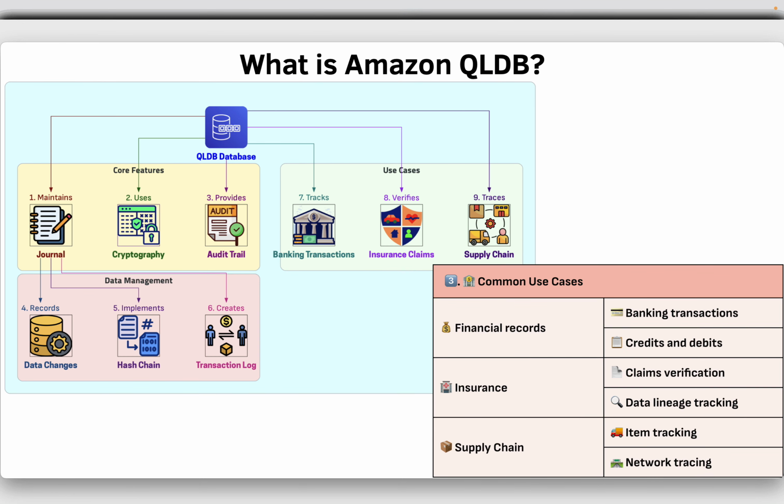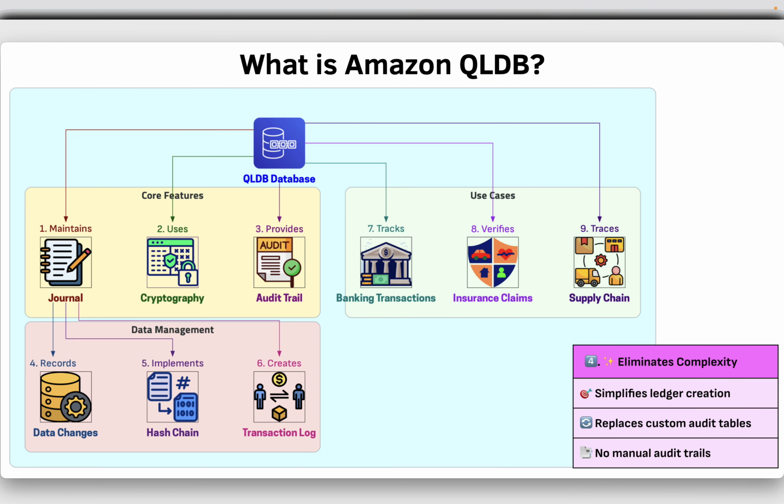Ledgers are commonly used to record financial and economic activities within an organization. Many organizations implement ledger-like functionalities in their applications to maintain accurate data history. For example, tracking credits and debits in banking transactions, verifying the data lineage in insurance claims, or tracing items in supply chain networks. Amazon QLDB simplifies the process of creating ledger-like applications and thus eliminates the need to create custom audit tables or audit trails, often found in relational databases. It is a new type of database designed to ease the burden of building custom ledger solutions.